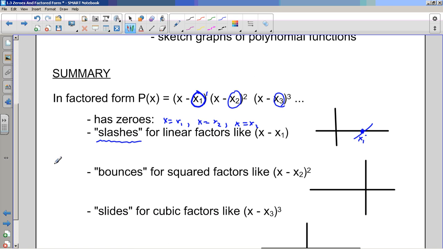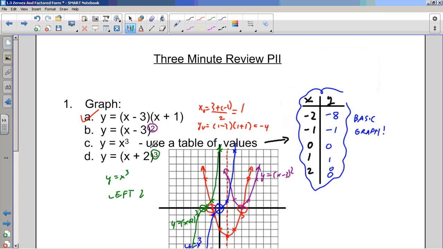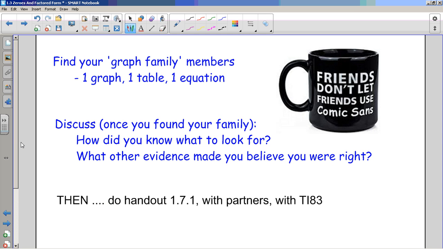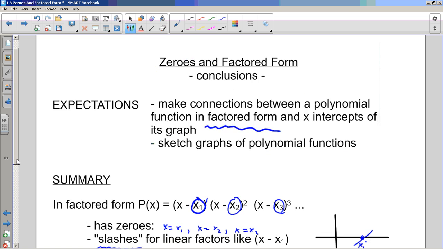But if I had a squared factor, like this middle one, then at x equals x2, it bounces. It bounces like a parabola. It behaves like a parabola. So we knew that was a zero, but near there, the function looked like a parabola. And notice that's what we saw in the 3-minute review. Near x equals 3, it behaved like a parabola, and I called that a bounce.